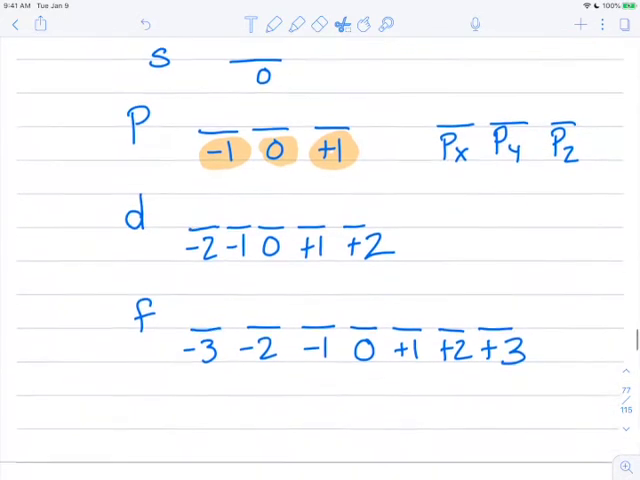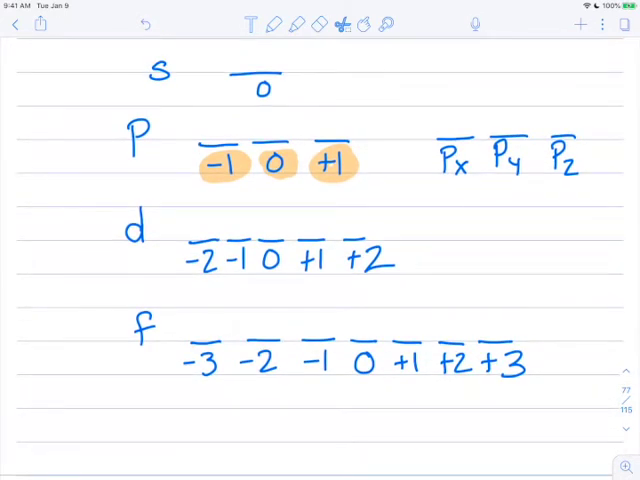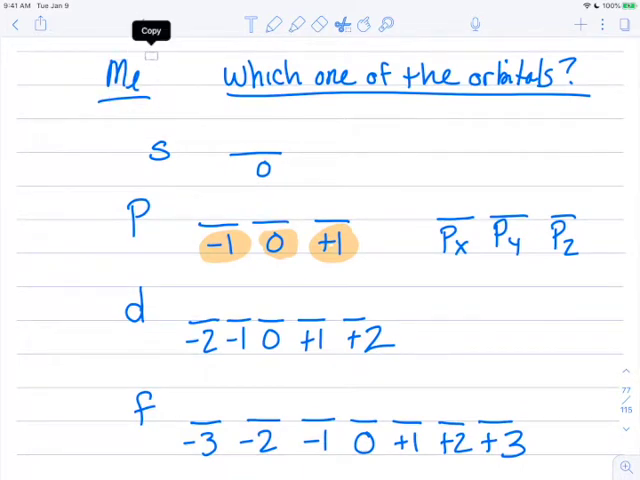All right, so what we see is S is 0, P is from -1 to +1, D from -2 to +2, and F from -3 to +3. Any questions on these values? And these are your ML values, or we call it M sub L.